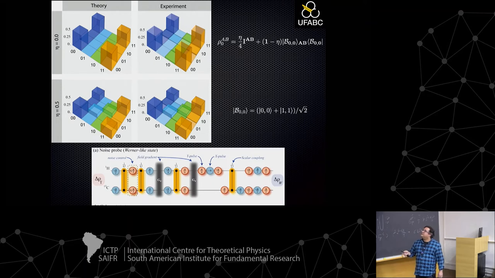So this is equivalent to a maximally entangled state, to a Bell basis state, and this is the equivalent of the Werner state with 50% white noise. And this is the sequence that we use to prepare a state like this.